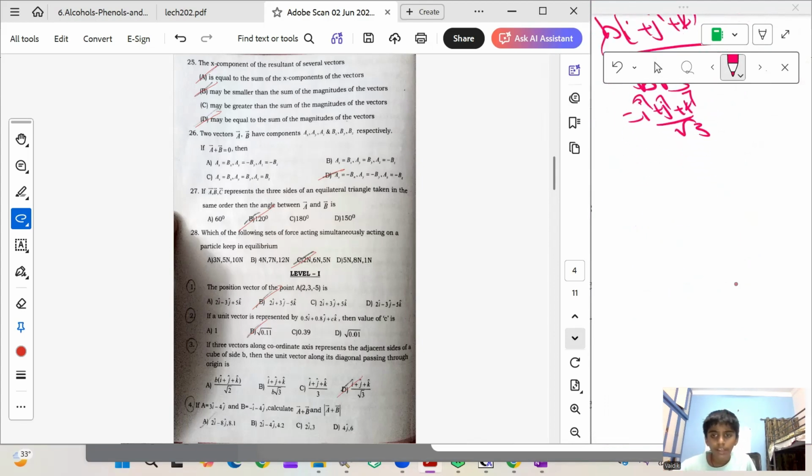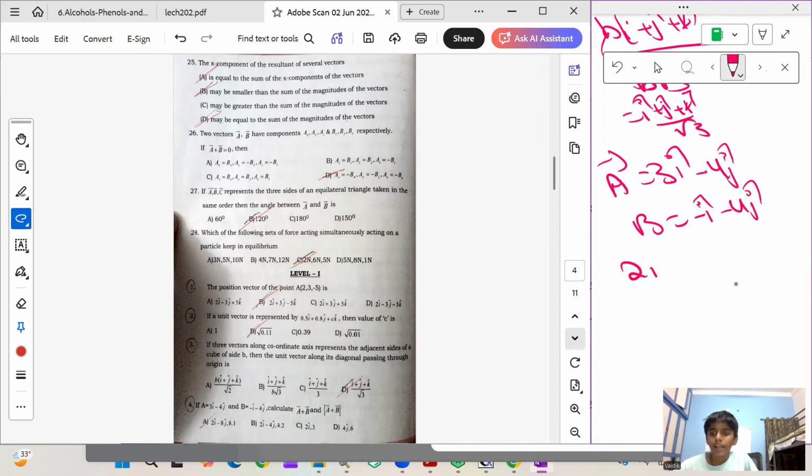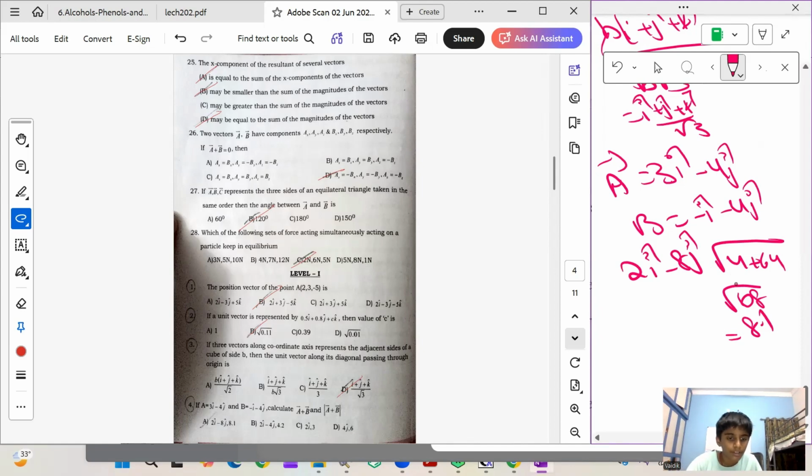If A equals 3i cap minus 4j cap and B equals minus i cap minus 4j cap, A plus B would be 3i cap minus i cap, 2i cap, minus 8j cap. And the magnitude of this would be root over 4 plus 64, root 68. Approximately it would be 8.1.